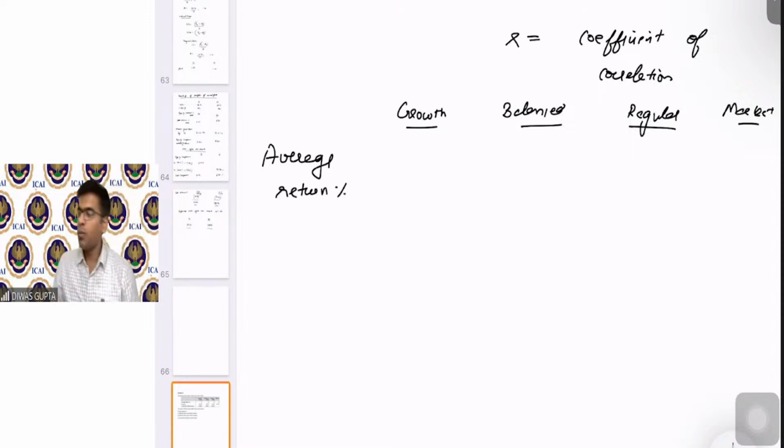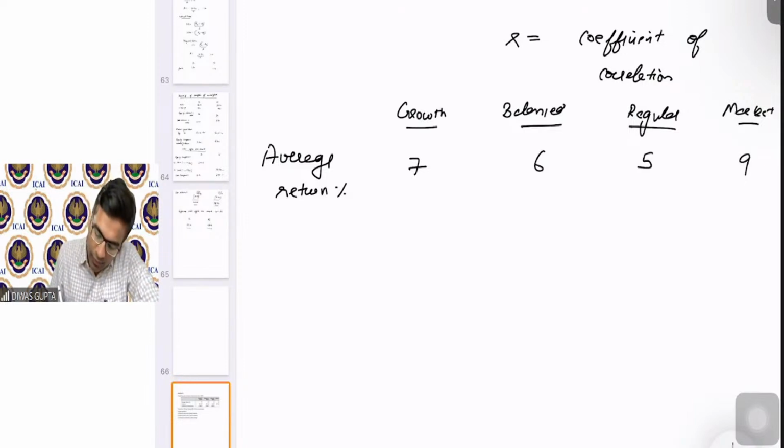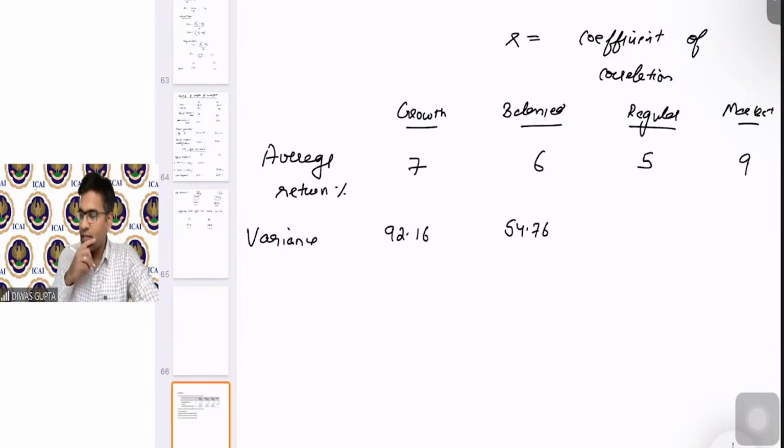Average return percentage is how much? 7, 6, 5, and 9. Okay. This is the average return. Variance is already given as 92.16, 54.76, 40.96, 57.76. These are the variances that are also given in the question.